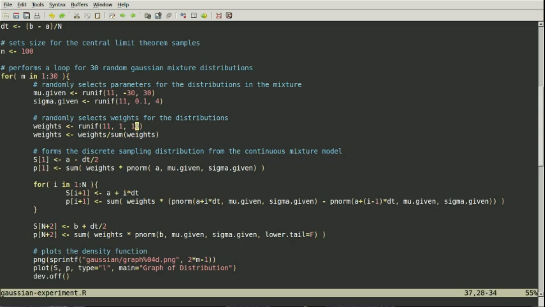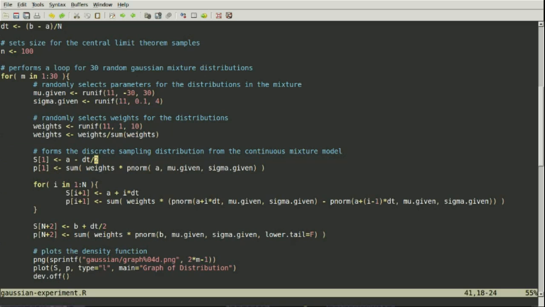Then for our mixtures, essentially a mixture model is nothing more than a weighted sum of other distributions. So what these two commands are doing here is picking our weights for our distribution. Again, we've got 11 numbers from a uniform distribution between 1 and 10, and then in order to get a probability from that, we just add them all together and divide by our total, and we've got a value for weights for our mixtures.